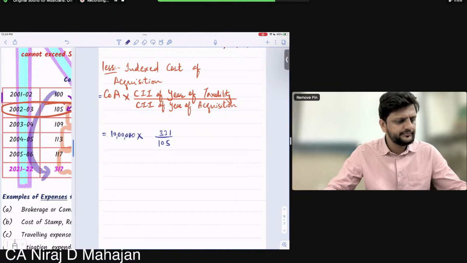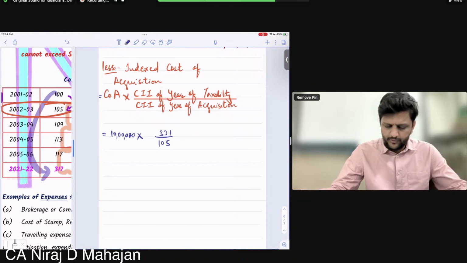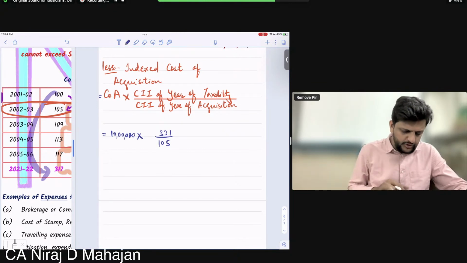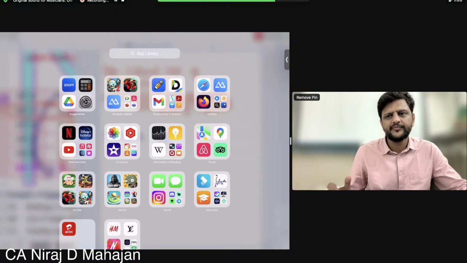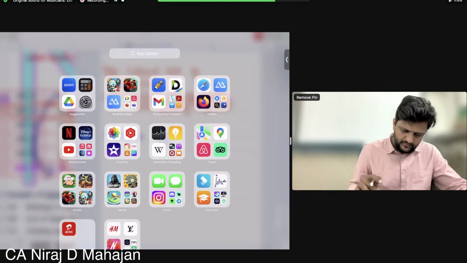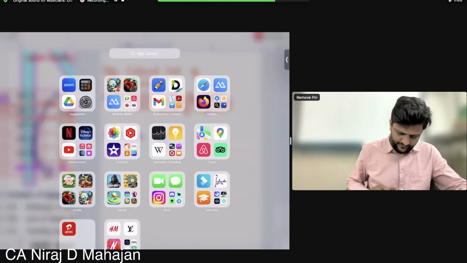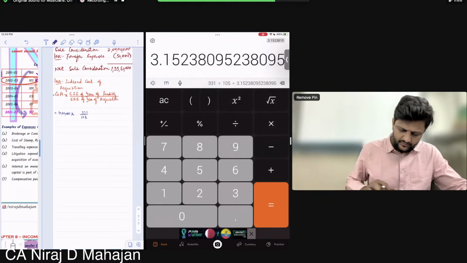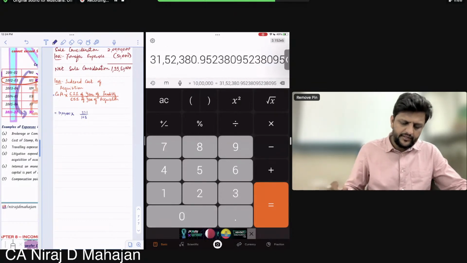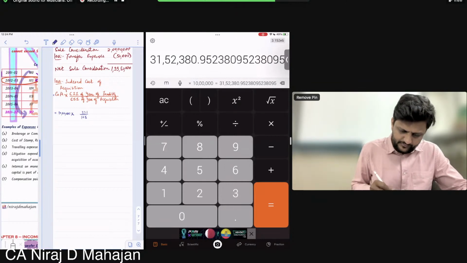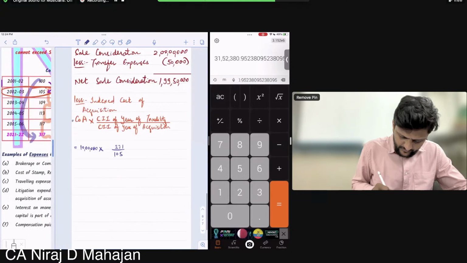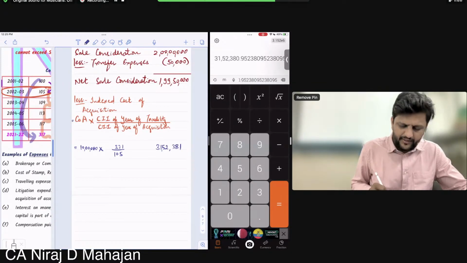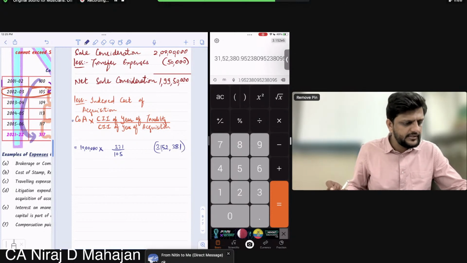Done till here, all of you? Tell me. Okay, done. What does the indexation come to? How you should also do: first, find the ratio. That is easier to do. 331 by 105, into 10 lakh rupees. It comes to 31 lakh 52,000. Correct, everybody? I am taking 0.95 rounding up to 31.81. Chalega? All of you? Yes?